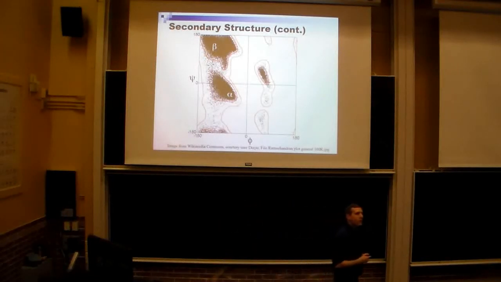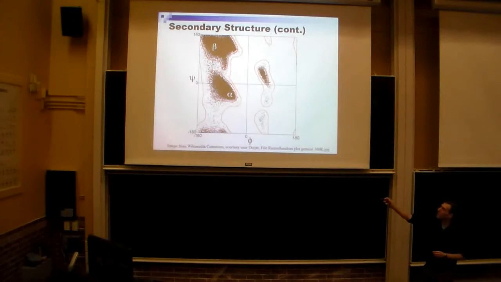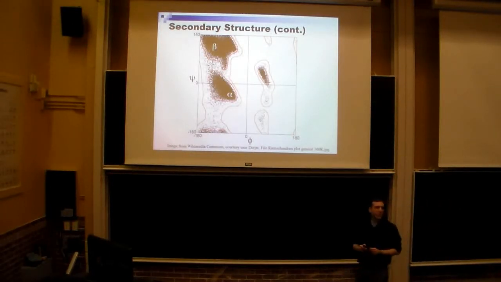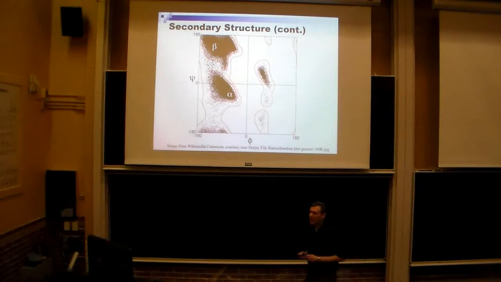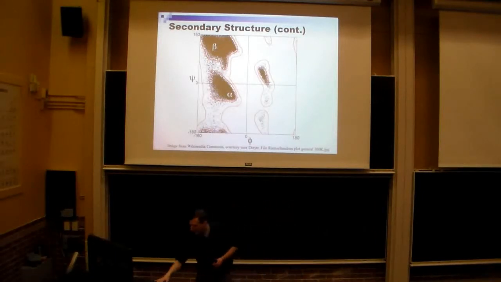There are a couple of exceptions to this. 2 of the amino acids are special and don't use the standard Ramachandran plot. Is anyone aware of what those are and why? Yeah. Proline, because it has the weird ring structure that restricts it, and glycine is the other one, because of just the hydrogen in it. Yeah, so proline and glycine don't quite use the standard Ramachandran plot.